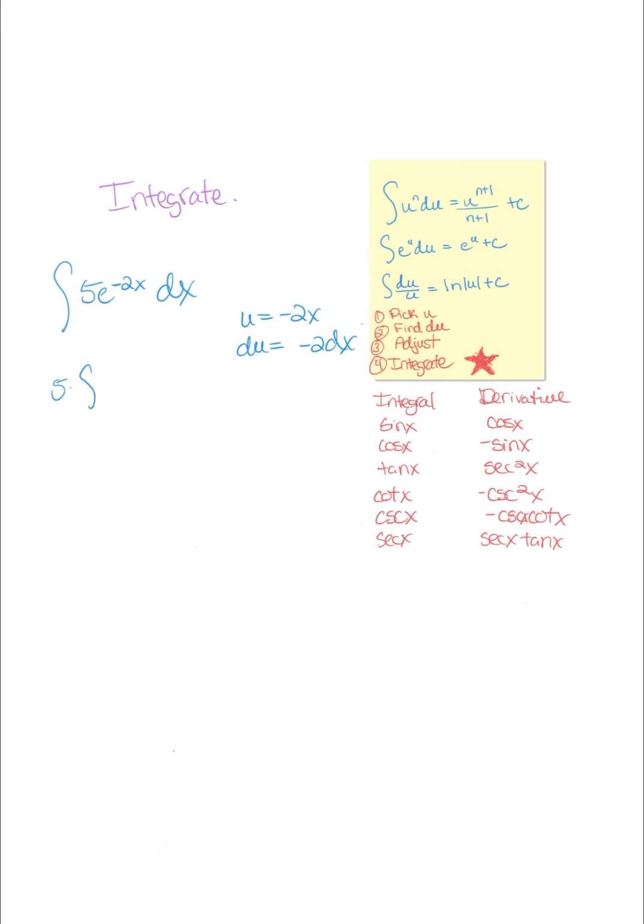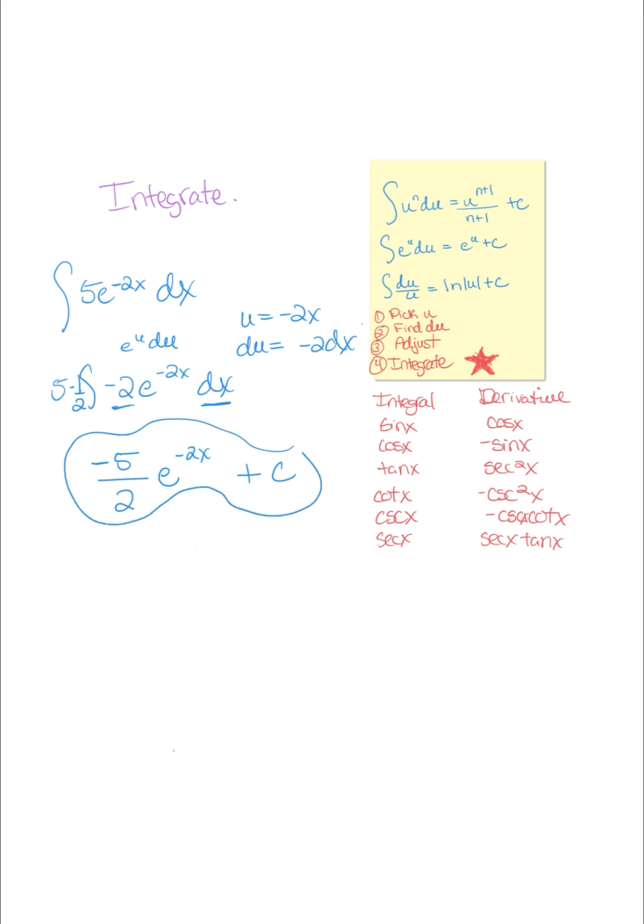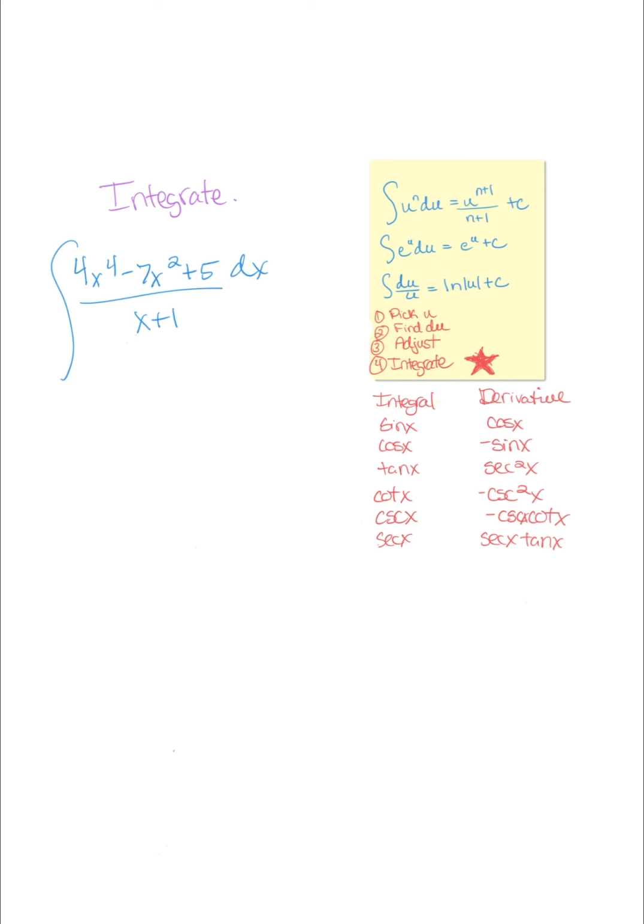Again, we bring our 5 out. We'll multiply by a minus 2 over minus 2. And then we have our perfect du and a u. So we have e to the u du. And what that's going to give us is our multiplier that we have to bring along, and then our e to the u. It doesn't change no matter how much you try. It doesn't change.